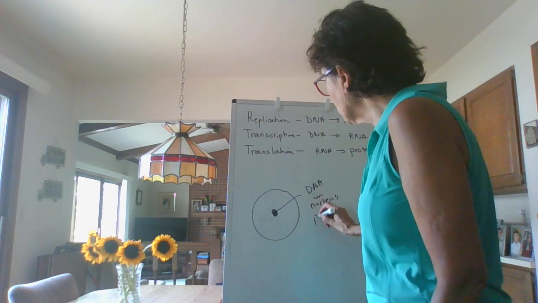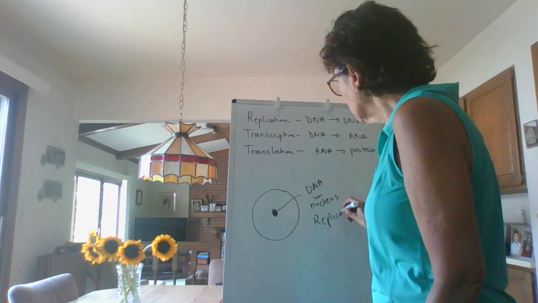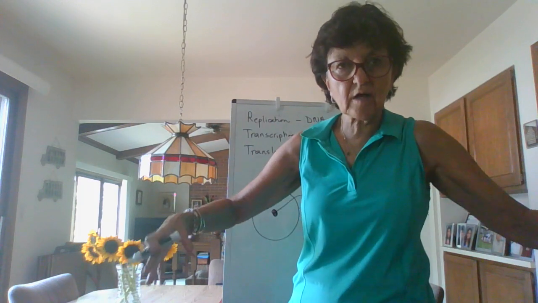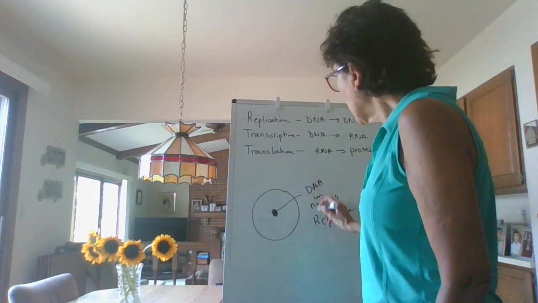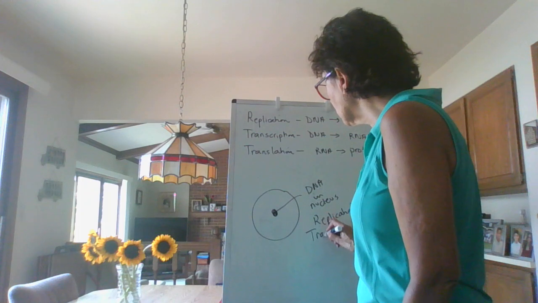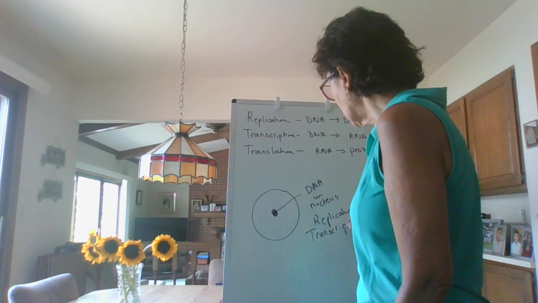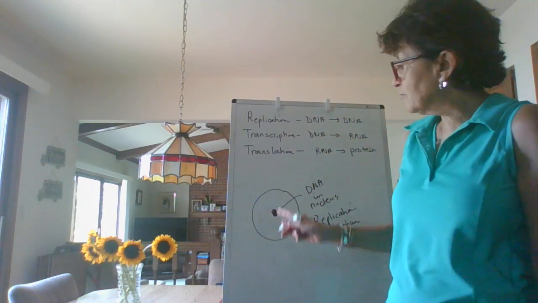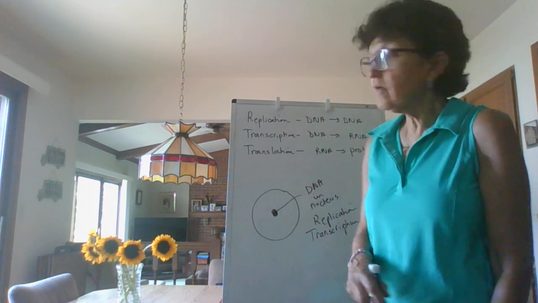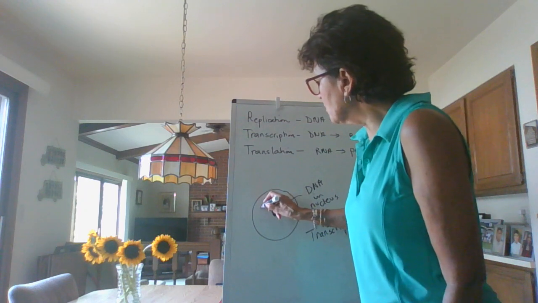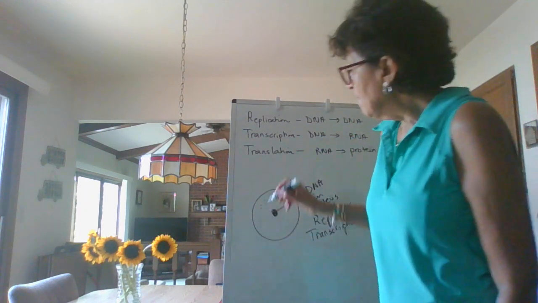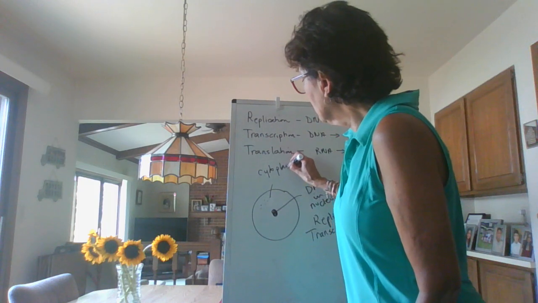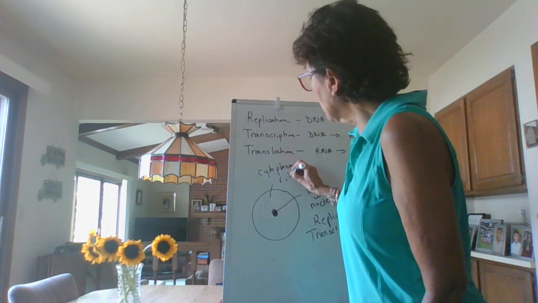In the nucleus, this is where replication occurs. Okay, that's where your DNA has to double up before your cell is going to divide. And in the nucleus, that's where transcription occurs. We're going to get into that in a minute. So replication and transcription all occur in the nucleus. Translation, which is when we're actually making the protein, that occurs in the cytoplasm, at a place called the ribosomes.